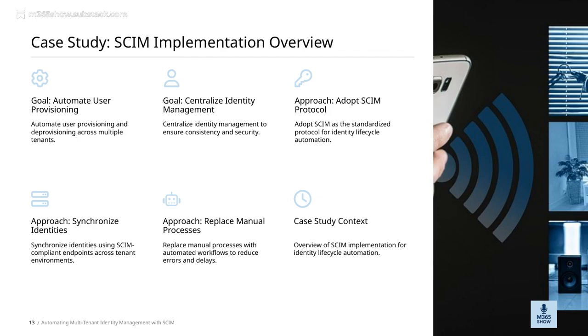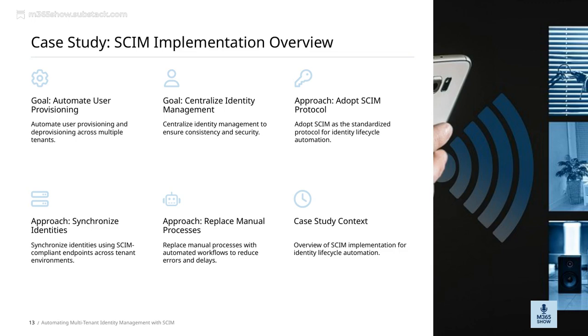The main goal here was to replace manual processes, which are often time-consuming and prone to errors, with automated workflows that can operate across multiple tenants seamlessly. By doing this, we aim to improve accuracy and speed, ensuring that user information is always up to date without human intervention. The approach involved synchronizing identities through SCIM-compliant endpoints, which means we set up standardized communication channels across different tenant environments to keep data consistent.